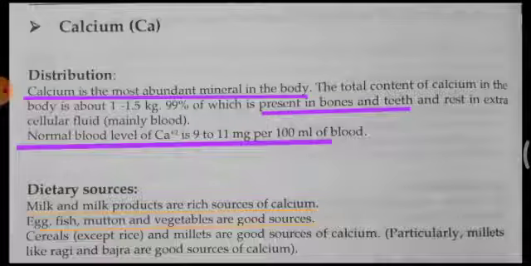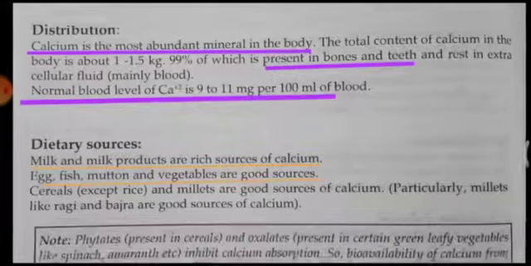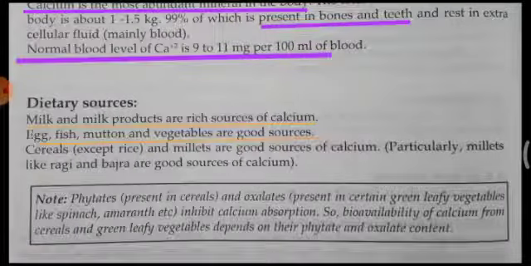Coming to the dietary sources of calcium, calcium is present in rich quantity in milk and milk products, along with egg, fish, mutton, and vegetables, which are good sources of calcium. Ragi is a good source of calcium, and millets such as bajra are also rich in calcium.